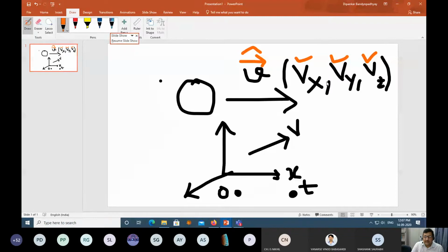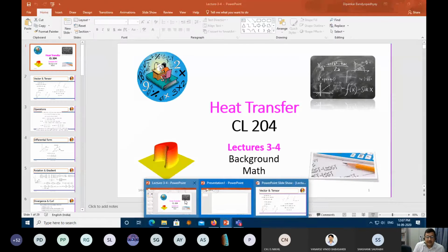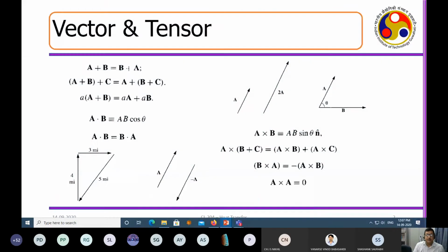Now, each scalar has a direction associated with it: this is the direction associated with x, this is the direction associated with y, and this is the direction associated with z. Correct? So that is the reason why you are looking forward to have a definition called vector. Suppose A is a vector, B is a vector, C is a vector.